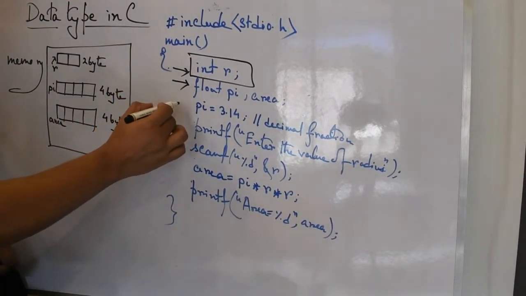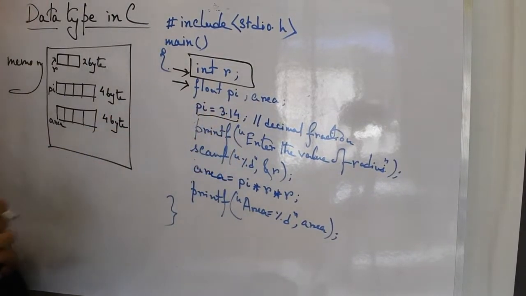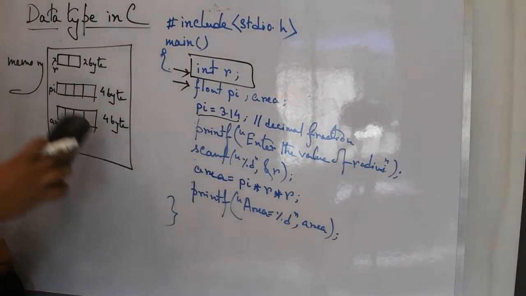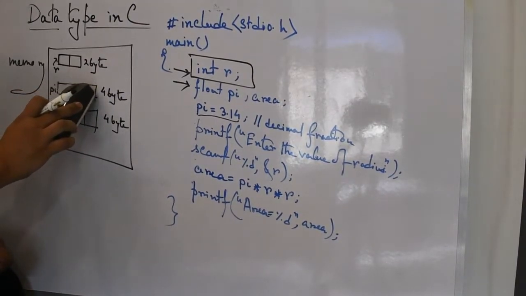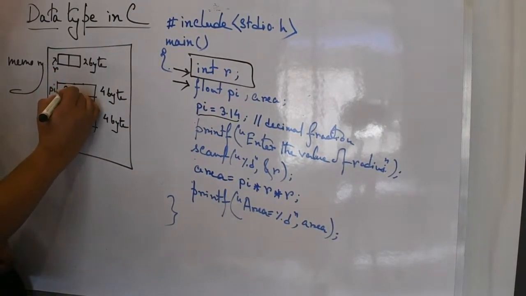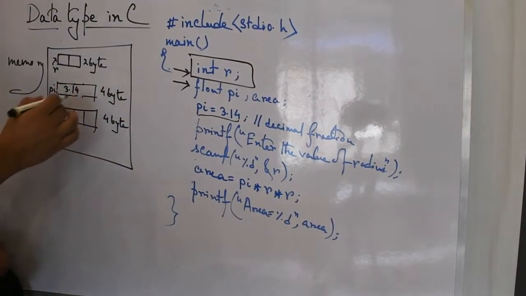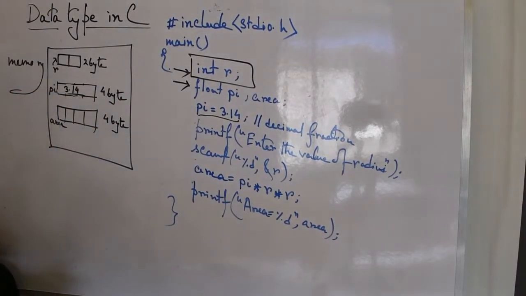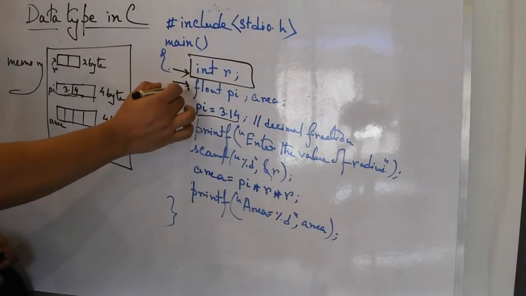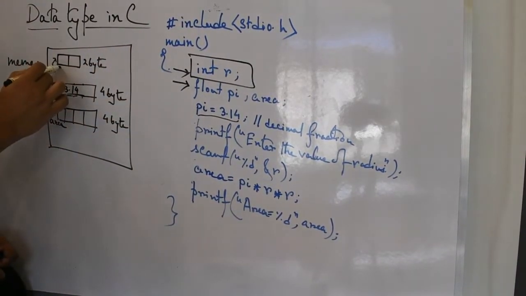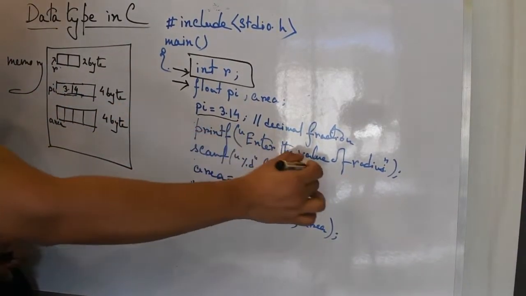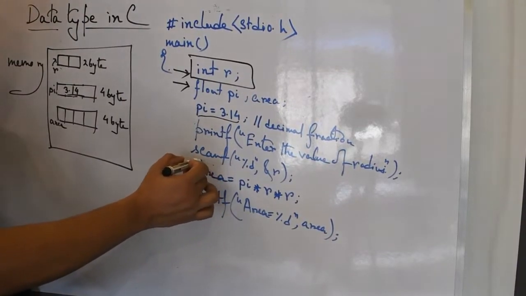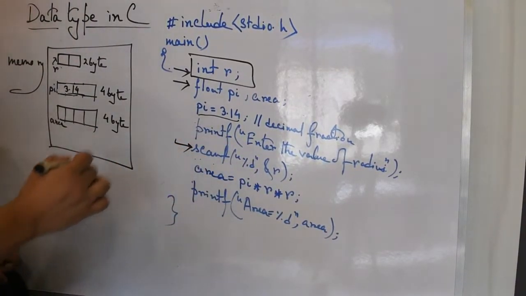Now pi value is 3.14. So in this variable we are assigning 3.14. As it is a decimal value with a decimal fraction, it should be in the float variable. Now coming to the integer part. Here we give a suggestion, enter the value of radius, and here we are actually entering the value.